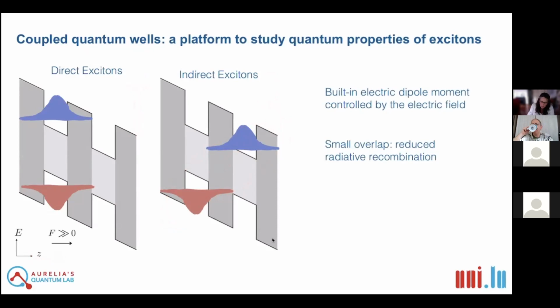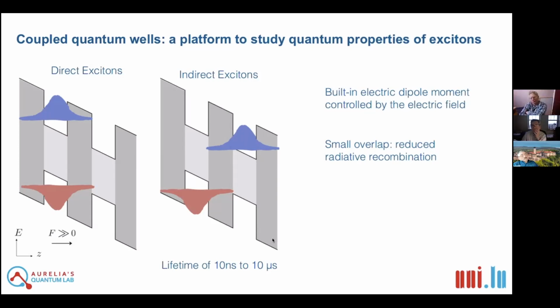And since there is a very small overlap between the electron and hole, this reduces the radiative recombination, which means that the lifetime of such indirect excitons is long. It's orders of magnitude longer than direct excitons, and can be up to 10 nanoseconds or 10 microseconds. So one can have this nice long coherence time.